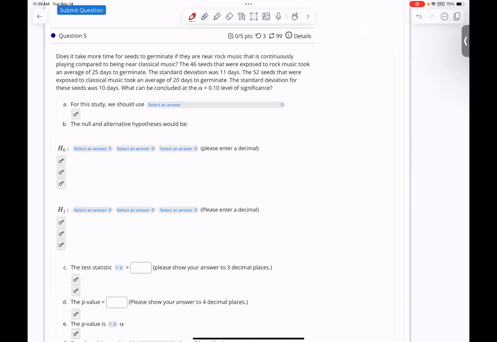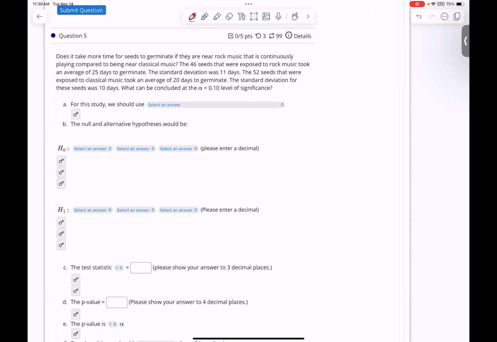The 52 seeds that were exposed to classical music took an average of 20 days to germinate. The standard deviation for these seeds was 10 days. What can be concluded at an alpha equal 0.1 level of significance?